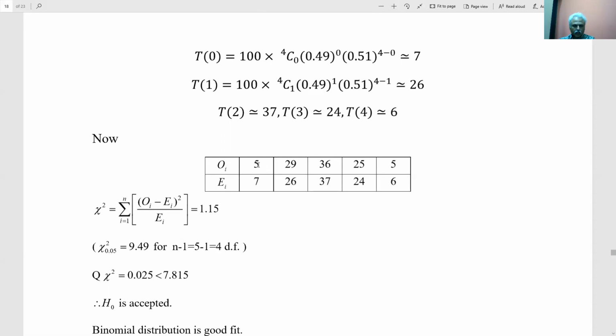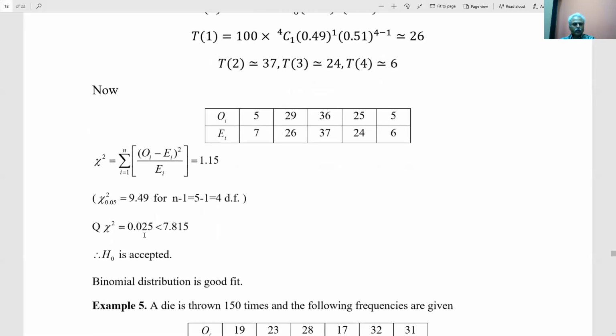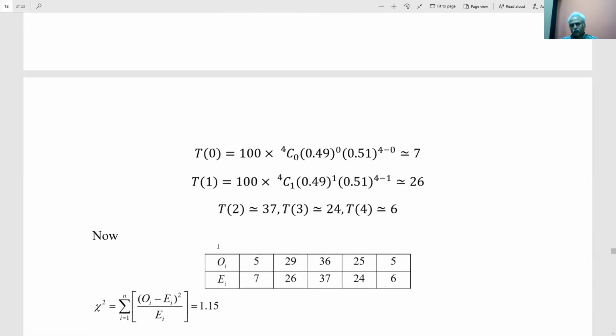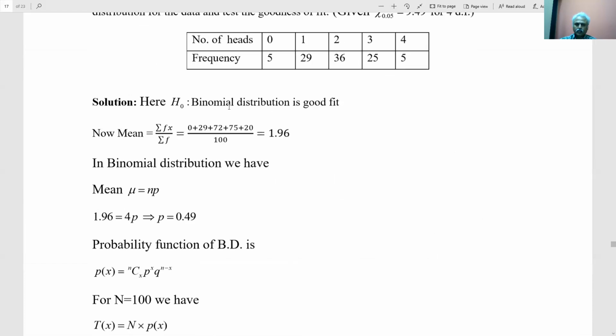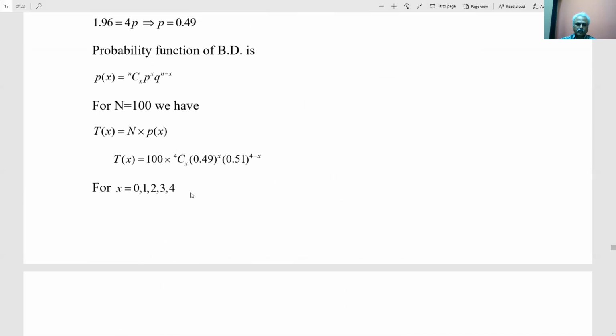Put the values here, corresponding OI and corresponding EI. That 1.15, you have to compare with the chi-square table value for 4 degrees of freedom, totally 1, 2, 3, 4, 5, so 5 minus 1, 4 degrees of freedom, 9.49. 1.15 is less than 9.49. Whatever the theory is there, we accept. Accepting theory means whatever the hypothesis is, we accept. We made the hypothesis that the binomial distribution is a good fit for this. We can apply the binomial distribution to study this. So binomial distribution is a good fit, is accepted.